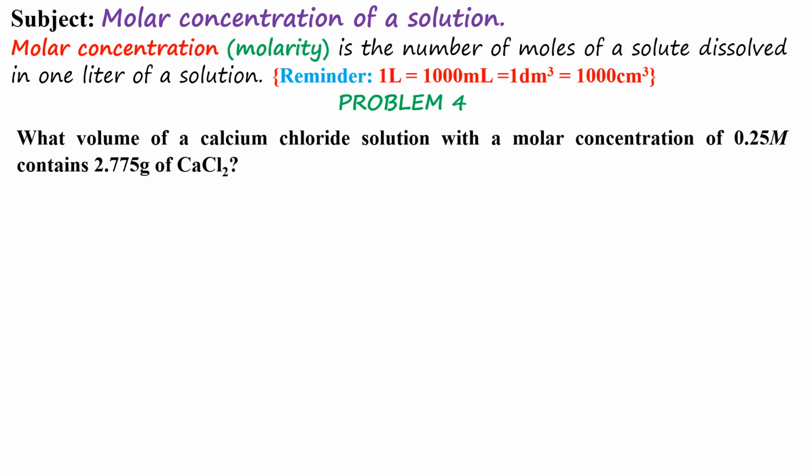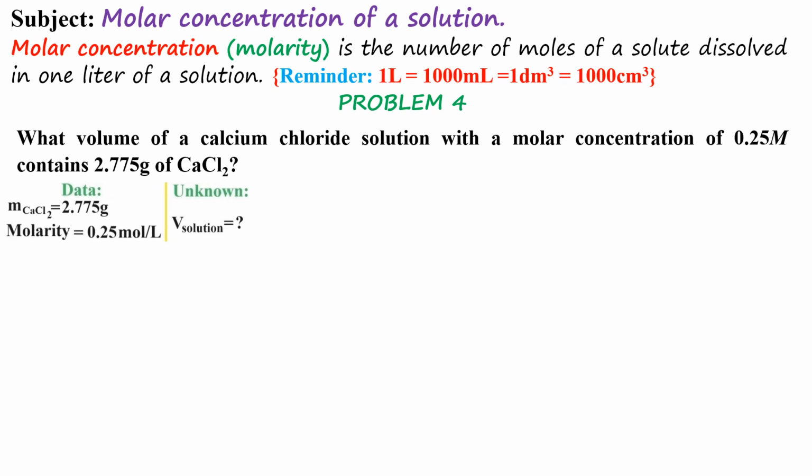Problem number 4. What volume of a calcium chloride solution with a molar concentration of 0.25 moles per liter contains 2.775 grams of calcium chloride? Let's start by writing down what we know and what we need to calculate in this problem.